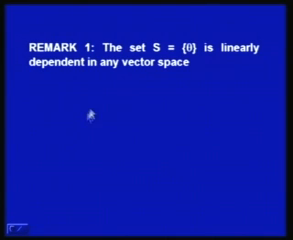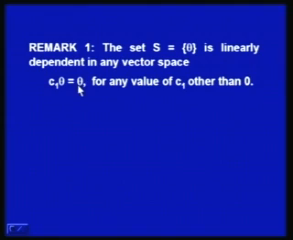Now, we are in a position to make some remarks. Remark 1 is that the set S consisting of a singleton 0, which is the additive identity in the vector space, is linearly dependent in any vector space. So, whatever be the vector space, this singleton set will be a linearly dependent set, and this can be proved very easily. You can see that C1 into null vector theta is equal to null vector for any value of C1 other than 0. So, a non-trivial solution for this equation exists, and that is why this set is always linearly dependent.